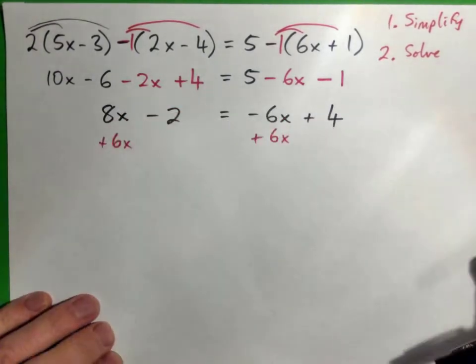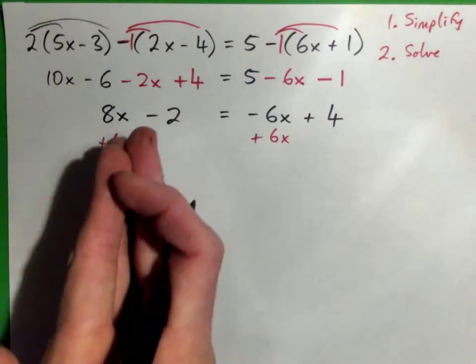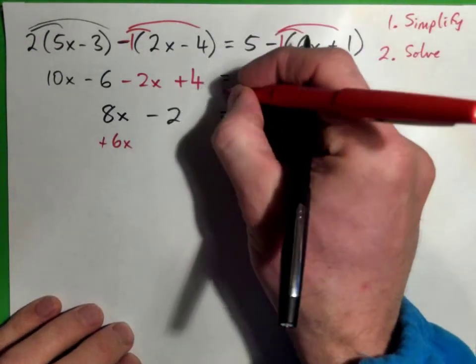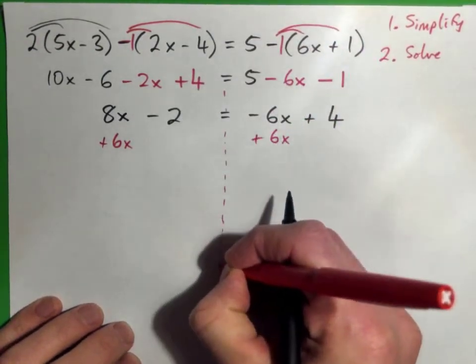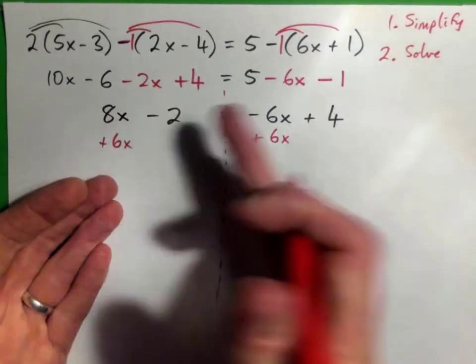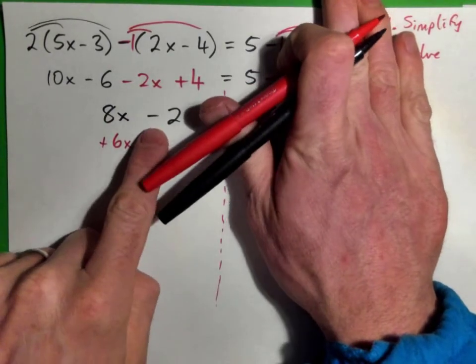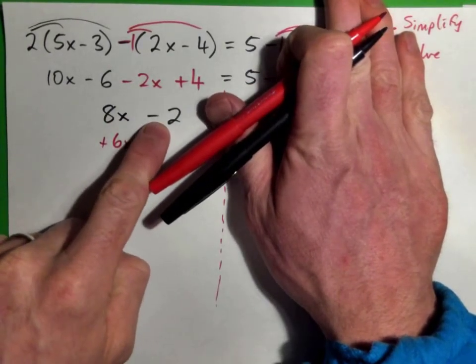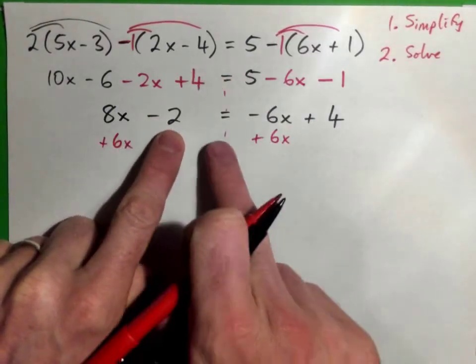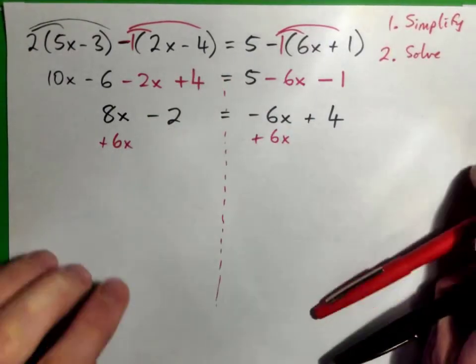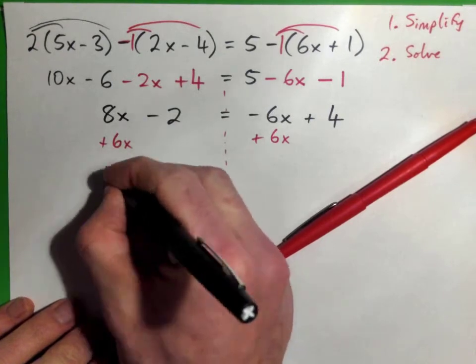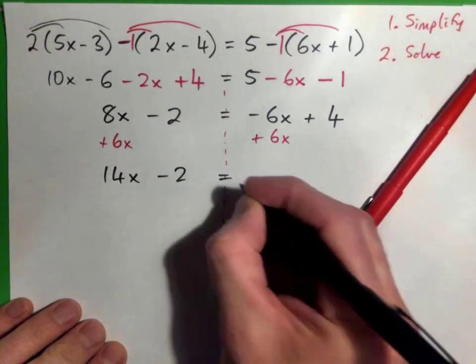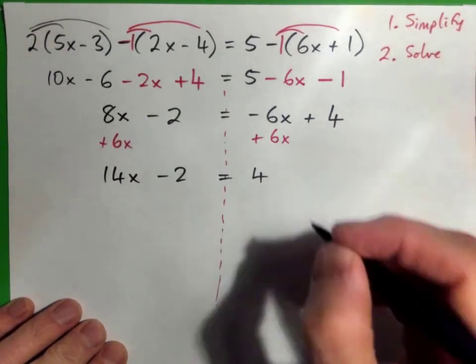In fact, you can do anything at this point as long as you do the same thing to both sides of the equation. You need to be adding and subtracting to both sides of this. Some students start doing things like they add and subtract to both sides of a subtract sign. No, no, no. Add and subtract to both sides of the equal sign. Anyway, 8x and 6x, 14x minus 2 equals 4. Right? Now what?